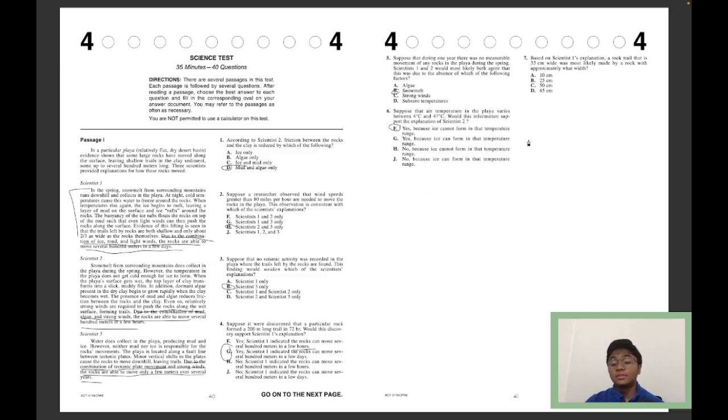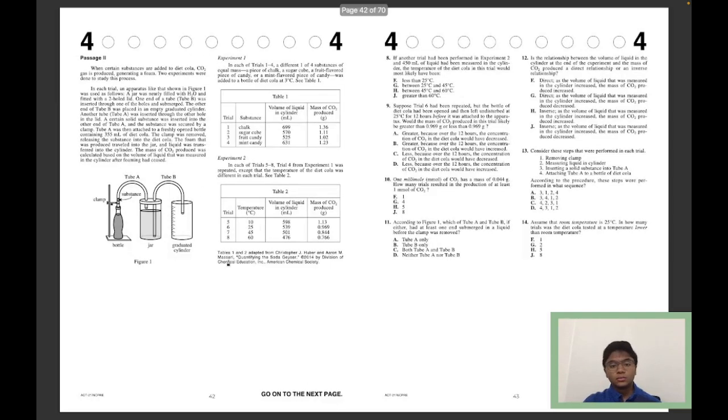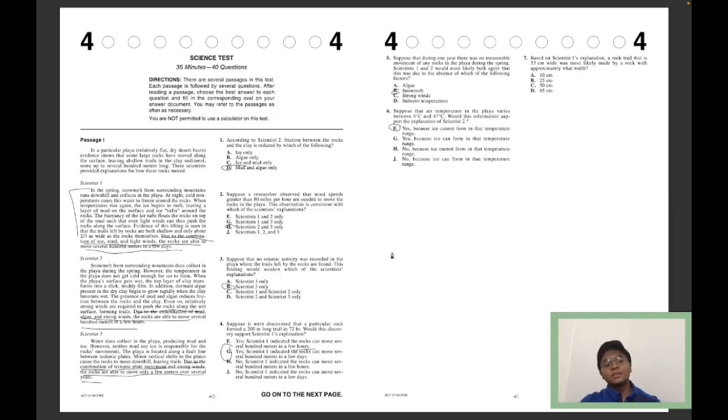Based on scientist 1's explanation, a rock trail that is 33 centimeters wide is most likely made by a rock with approximately what width? So if you read the sentence, okay, scientist 1 says that the trail width is only 2/3 as wide as the actual rock. My bad. Okay, if 33 centimeters is 2/3 of the actual width, then you have to do 33 times 3 over 2 to find the rock's real width. 33 times 3 over 2, that's 99 over 2, which is basically 100 over 2, and 100 over 2 is 50, so the answer should be C.